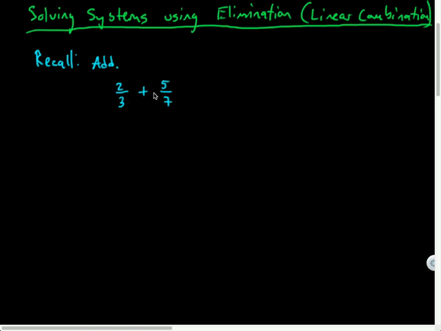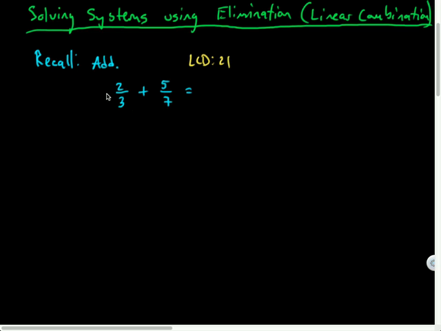What would I do to add those fractions? Just so you're aware, I'm not allowed to just add across. That would be super illegal. Multiplication behaves that way with fractions, but addition and subtraction does not. So what would we do? Yeah, we'd find the LCD, the least common denominator, between 7 and 3. And what is that LCD?